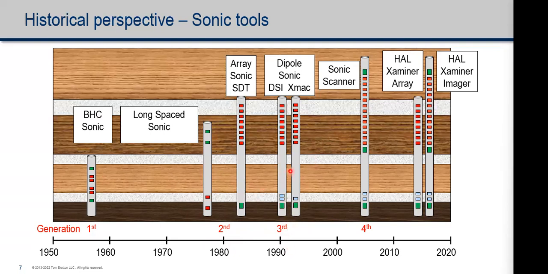I'm not showing every vendor here, but I'm showing how the hardware and the software changed over time. Array tools were introduced in about 1990. These are what I call third generation tools. And then the Sonic Scanner, and now Halliburton has introduced the XactBHI imager, a recent tool that is very similar to the Sonic Scanner. These are fourth generation tools.